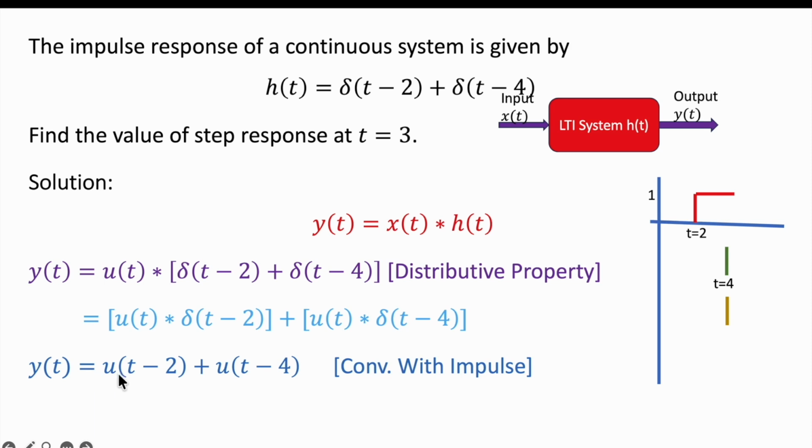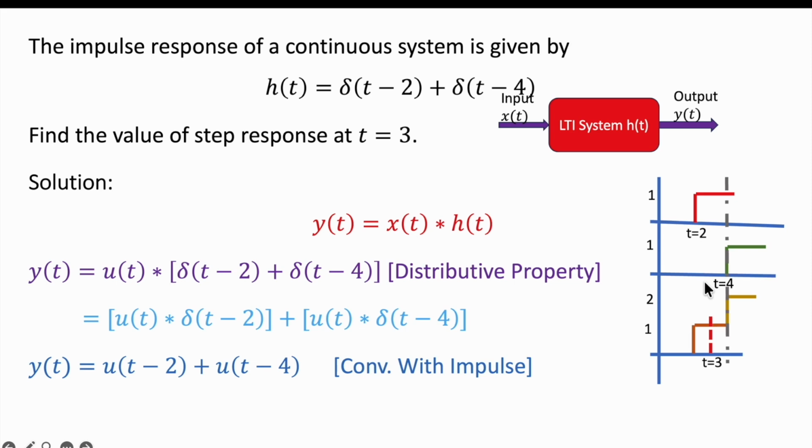The first signal is u(t minus 2), so the shift is at t equals 2. The unit step signal starts at t equals 2. The second is the unit step signal with the shift at t equals 4. If you add these two signals together, the resultant signal will look like this. From t equals 2 to t equals 4, you have amplitude 1 here, but here you have amplitude 0.